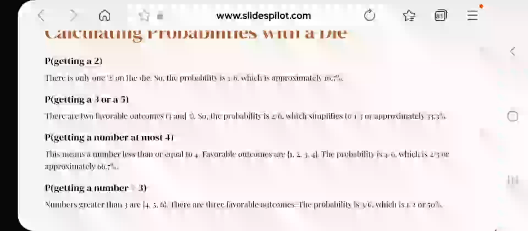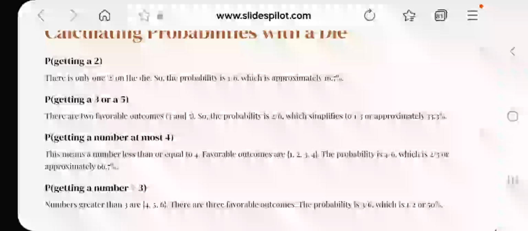So there's 4 favorable outcomes over 6. 4 is basically 2 times 2. 6 is 2 times 3. So this becomes 2 over 3, which is approximately 0.667. So there's a 66.7% chance of event C occurring. Now what about D, part D? What is the probability of getting a number that is greater than 3?